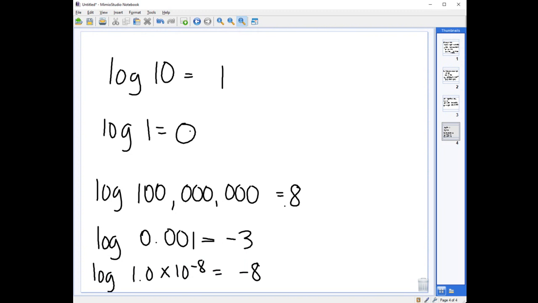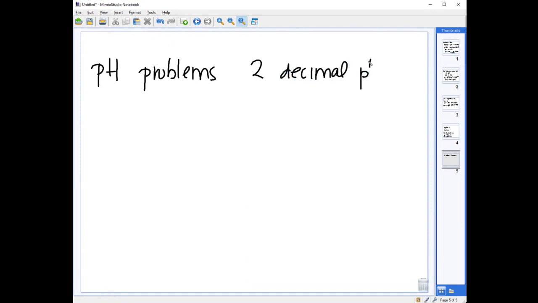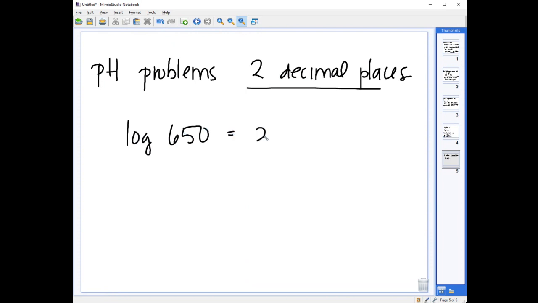and I'm going to get 2.81. Now, here's something to remember about pH or logarithms. Anytime you do these pH problems, all of these pH problems, you want to go to 2 decimal places. Okay, so we're going to go to 2 decimal places for all of our pH problems. So for the log of 650, it's 2.81.